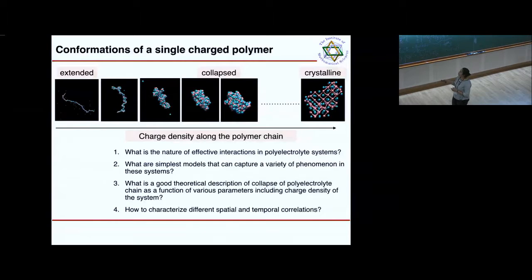And as a function of various parameters, you can include charge density, you can include flexibility, many other parameters. How do you understand this phenomenon? And is there a way to characterize spatial and temporal correlations between the counterions and the polymer?